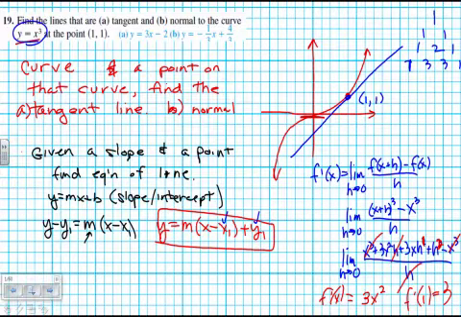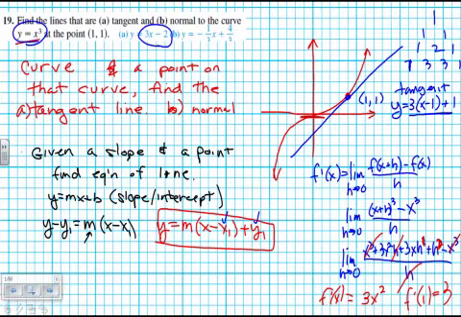Okay, so for that blue line, I know a point, and now I know the slope. So what's the equation of that line? y is equal to 3 times the quantity x minus 1, plus 1. And that is the tangent line equation. And you can see, while I have it in this form, this is algebraically equivalent to the answer of 3x minus 2.